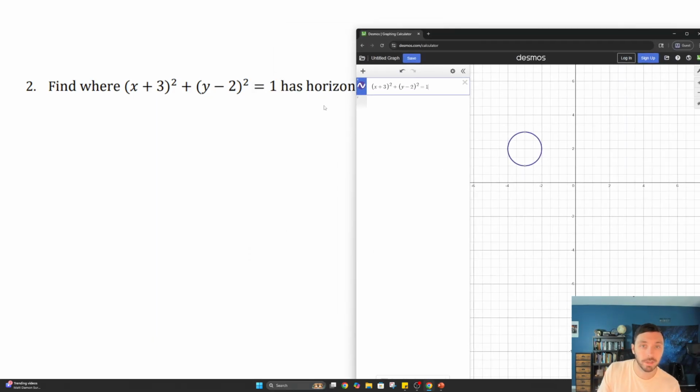There it is. So that's what's going on here. This graph is this. It's 3 to the left, and then it's 2 up. Sorry, because it's y minus k, so k was positive 2, so it's 2 up. And then the radius is just 1.